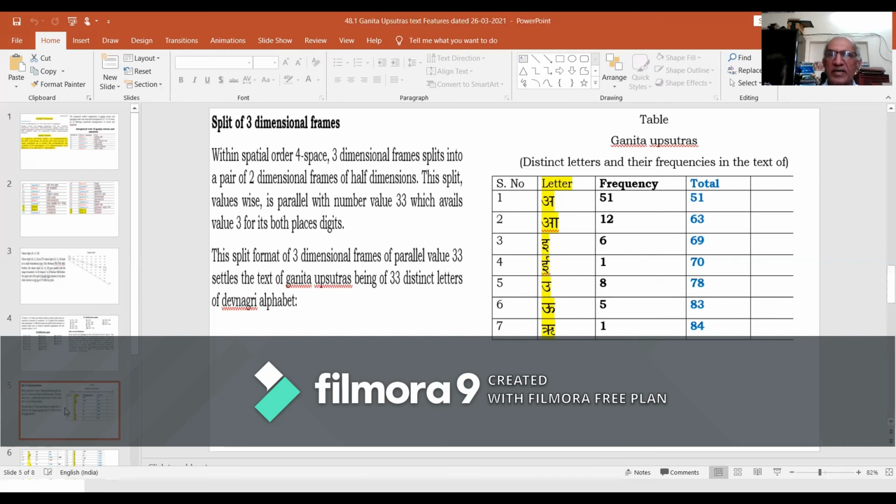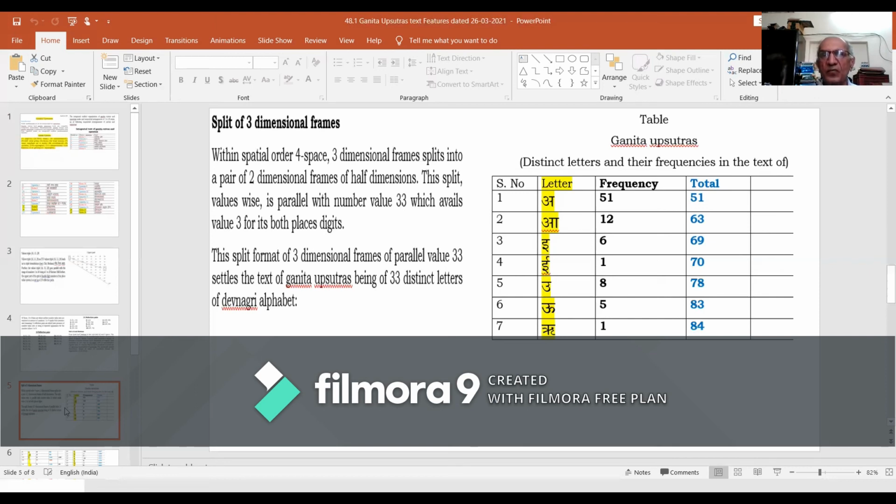12 as the cube acquires the 13th edge within 4 space because of the availability of the fourth dimension. The split of a three-dimensional frame into a pair of three-dimensional frames of half dimensions is there because of the spatial order of 4 space. And this split leads us to the parallel value 13, which avails the same digit value for both. Value 33 settles the distinct letters of the text of Ganita being 33.